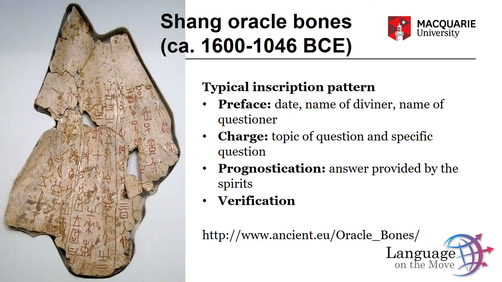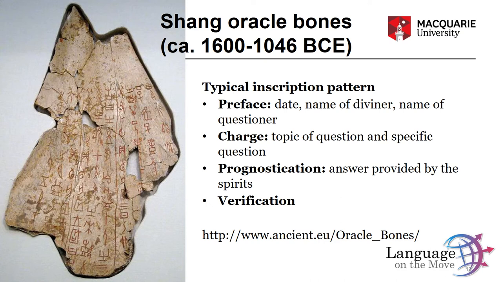The earliest evidence that we have for Chinese writing dates from the Shang Dynasty. The Shang Dynasty is around 1600 to 1046 before the Common Era. And the writing evidence that we have are the so-called Shang oracle bones.